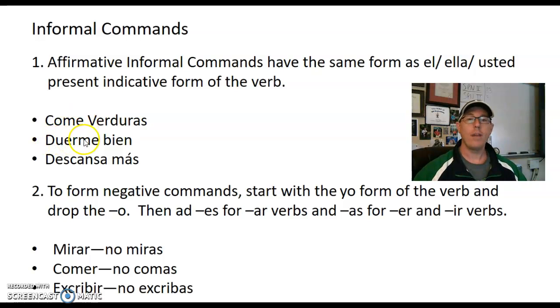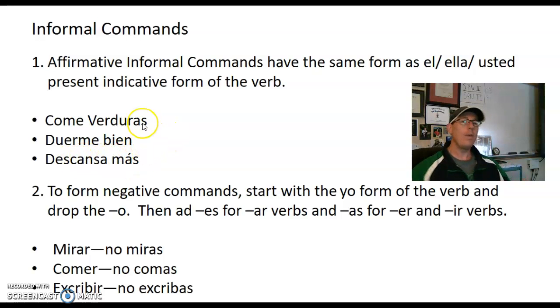So, duerme bien is sleep well, and comes from the verb dormir, the él/ella/usted form of that. The other one is descansa más, which is rest more. Now, another way that you can look at this is that it's like the tú form minus the s. So whatever the conjugation of the tú form is, minus the s is another way of looking at that. So there's a couple different ways you can kind of think about it.